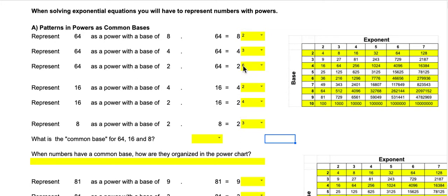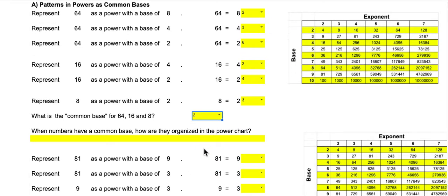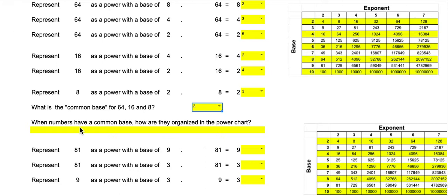What base goes with all three numbers? Well, 2 goes with 64, 2 goes with 16, and 2 goes with 8. So the common base for 64, 16, and 8 is 2.